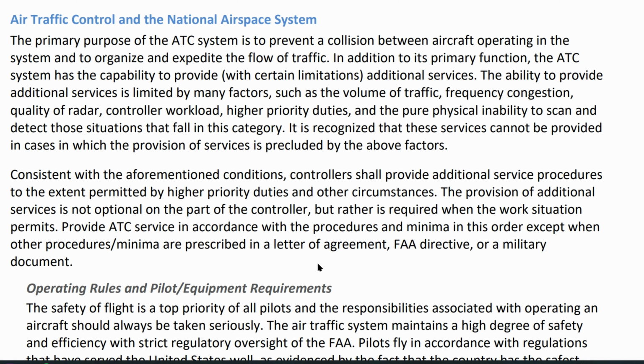This next part, we're looking at air traffic control in the National Airspace System. An acronym you need to be super familiar with is ATC, and that stands for Air Traffic Control. Their main job is to prevent collisions and also expedite the flow of traffic that's in the air. But they also provide services to pilots that can make their job easier.